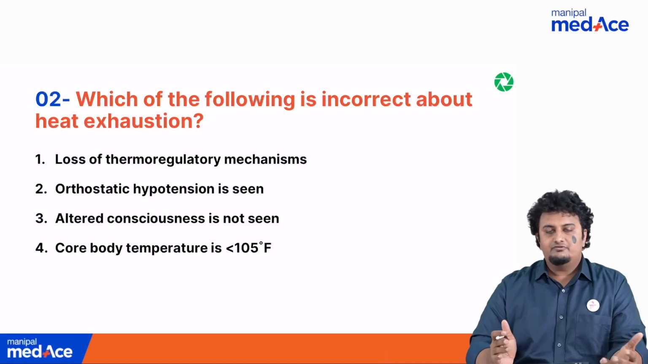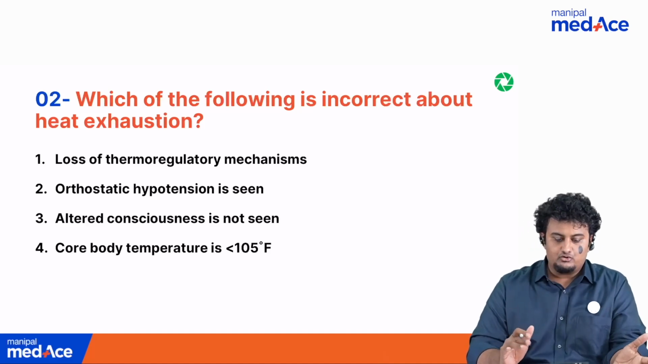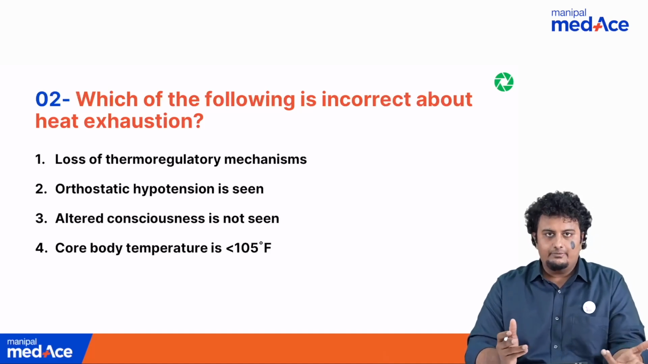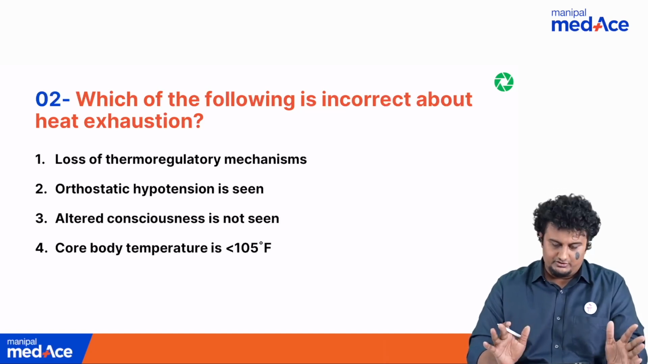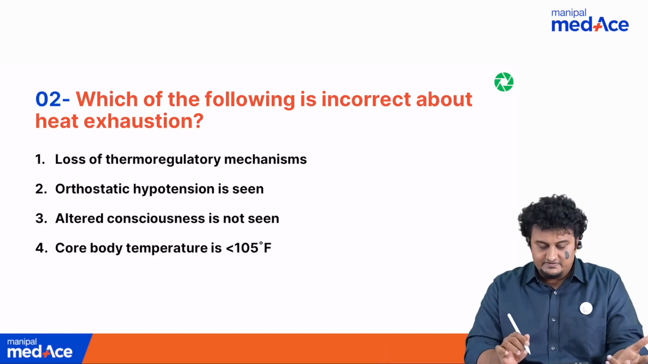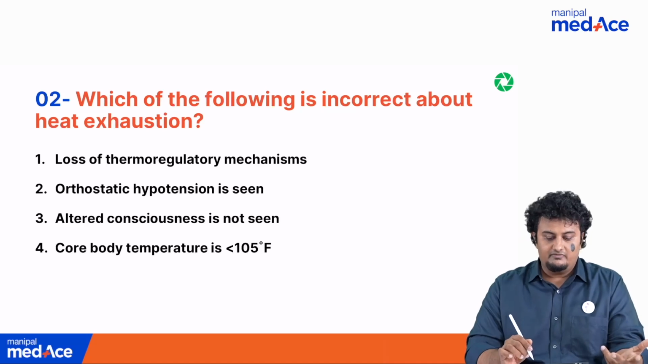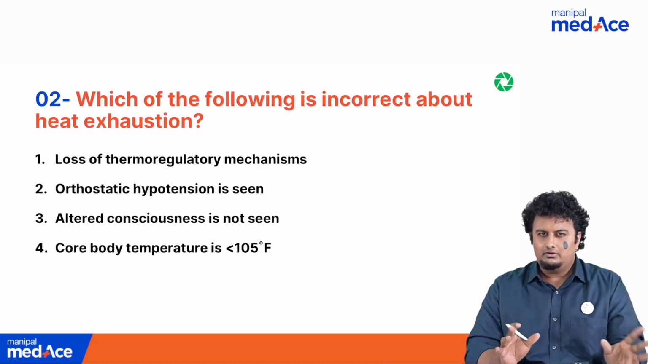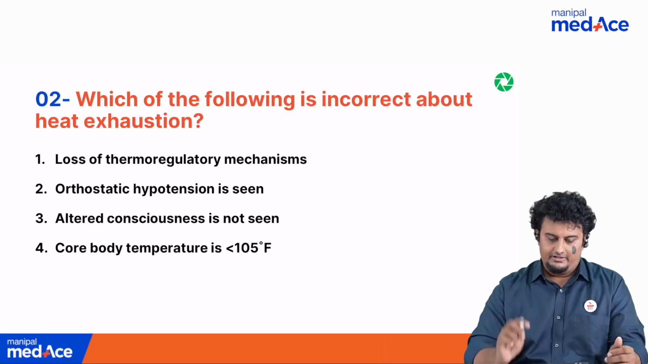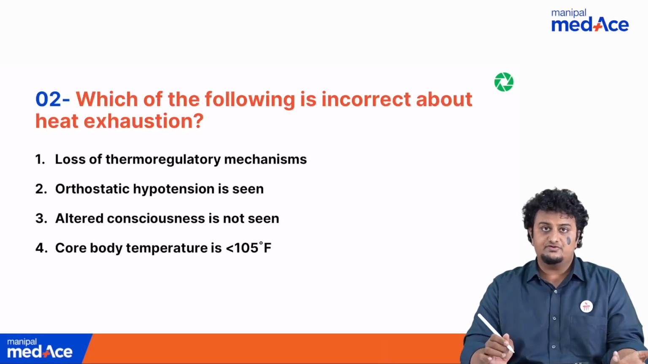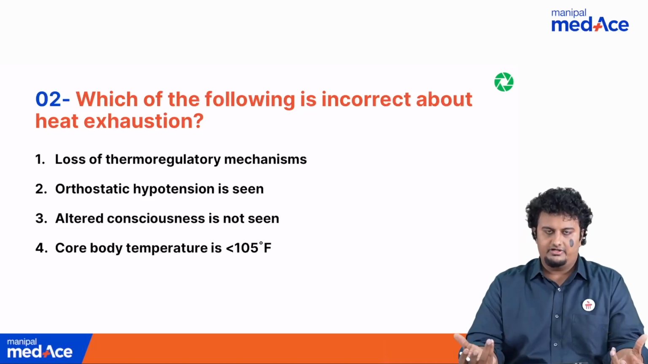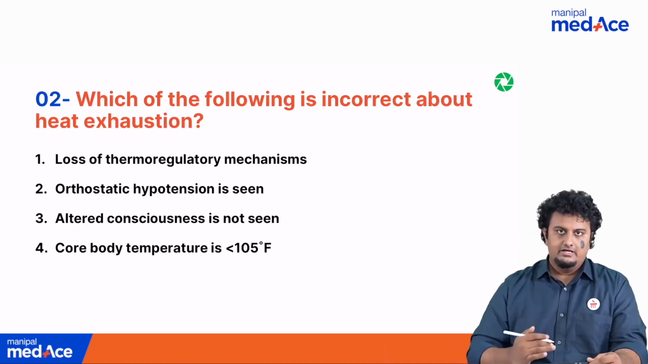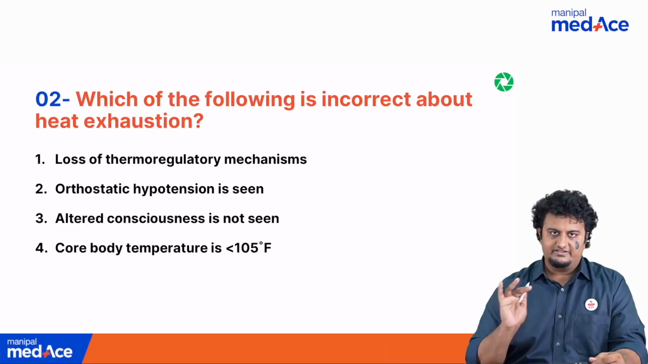Now, the main confusion that you can possibly have here is between heat stroke and heat exhaustion, because with cramps there's simply dehydration, and with dehydration you may see orthostatic hypotension, but you will not see altered consciousness. The core temperature of the body will not be above 105 degrees Fahrenheit. It will be around 104 to 104.5 degrees Fahrenheit. Is there a loss of thermoregulatory systems? No, because sweating is still taking place, which means the body is still trying to maintain the body temperature. So here you can immediately rule out the cramps.